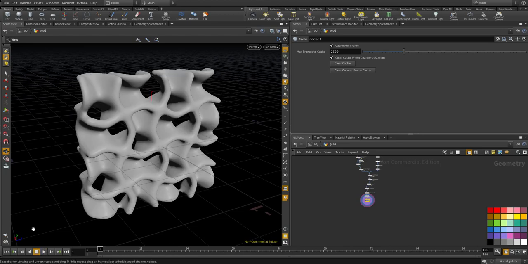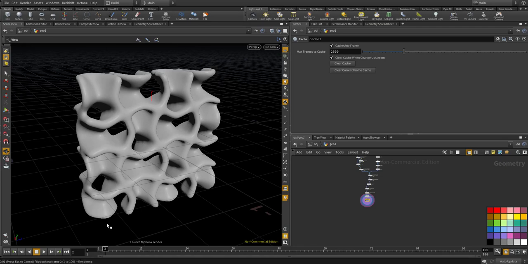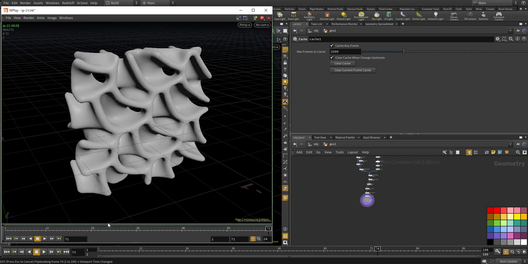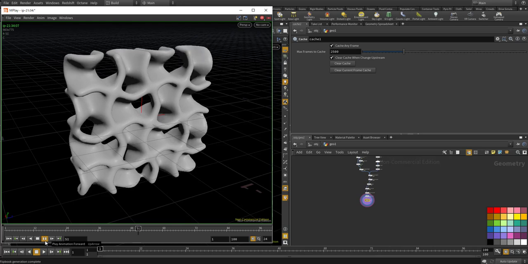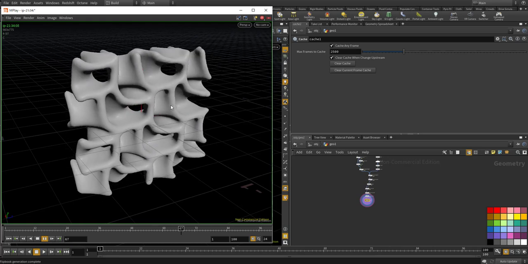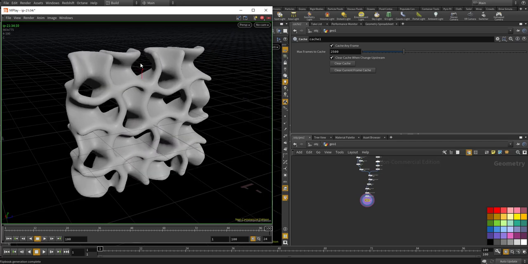Let's make a flipbook. Play. And you'll be having this coiled animated wall based on the curve-inputted voronoi system. Okay, that's it. Thank you.